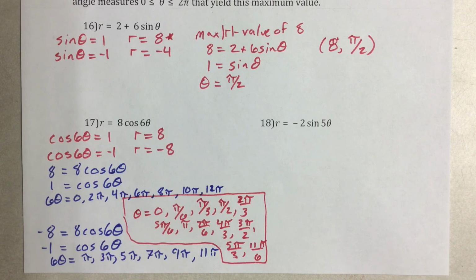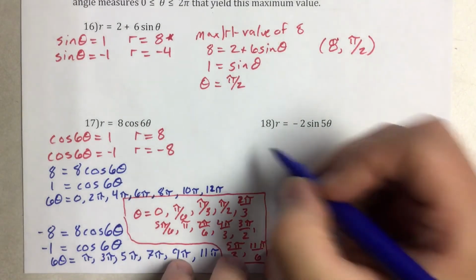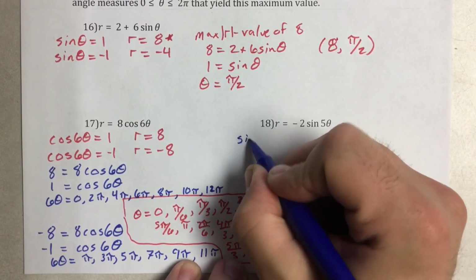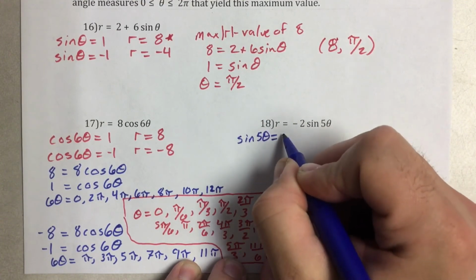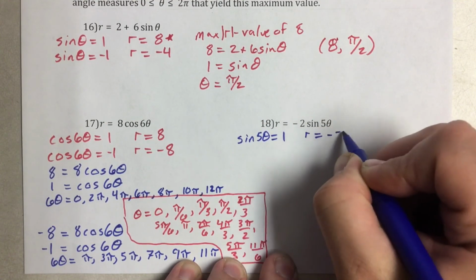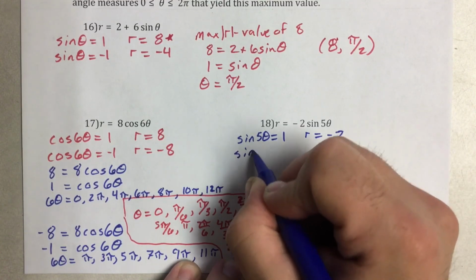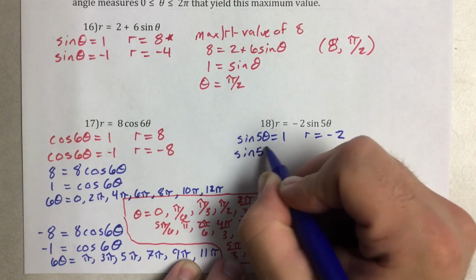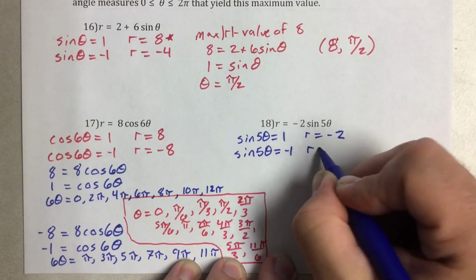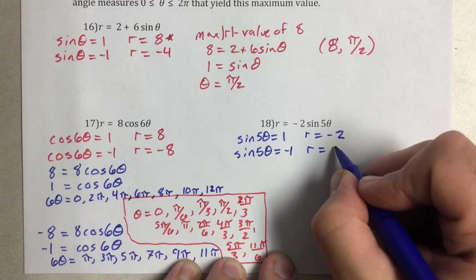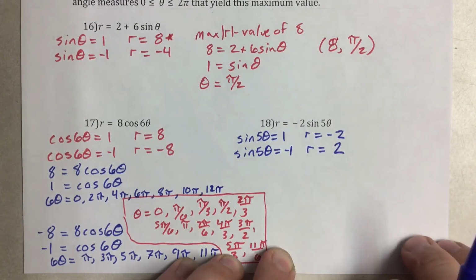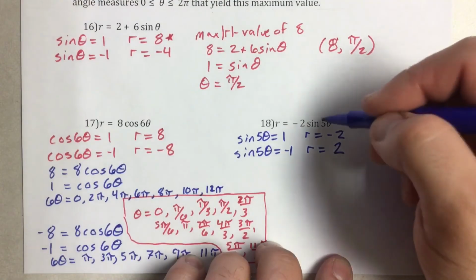Last one with this review. R equals -2 sine of 5 theta. So with this, we do kind of the same thing. When sine of 5 theta is +1, R is going to equal -2. When sine of 5 theta equals -1, R equals +2.